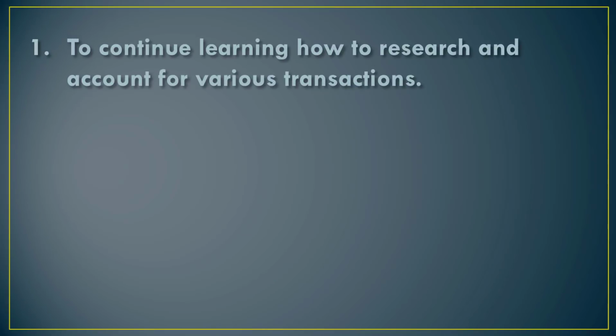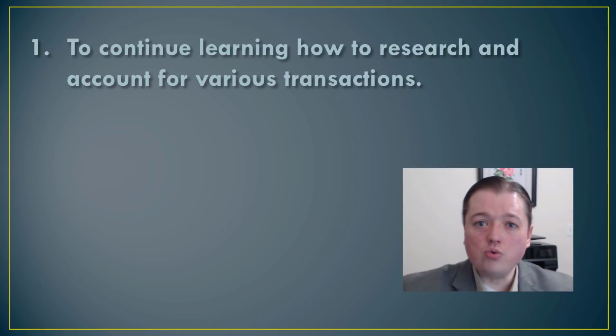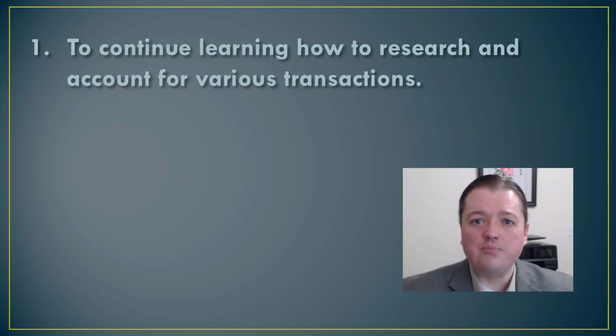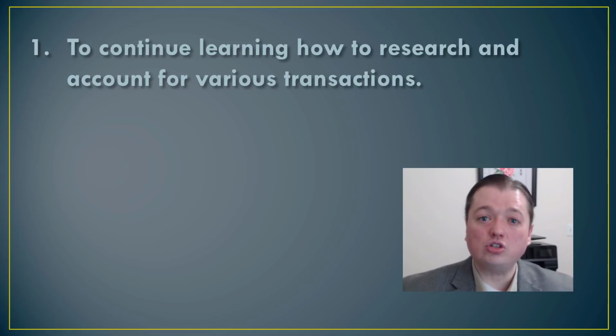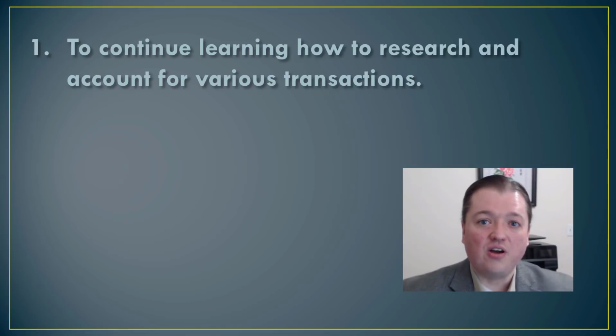First, I hope that by the time we're done, you will have continued to learn how to research and account for various transactions. Now, some of this is the same thing we've done in the past, where we have shown you the journal entries and talked about how you make them, and here are the calculations and putting that all together. But as we move into Intermediate Part 2, I also want to take a little bit of time to show you how to research and find GAAP. So towards the end of our semester, we'll be getting into the ASC, or the Accounting Standards Codification.